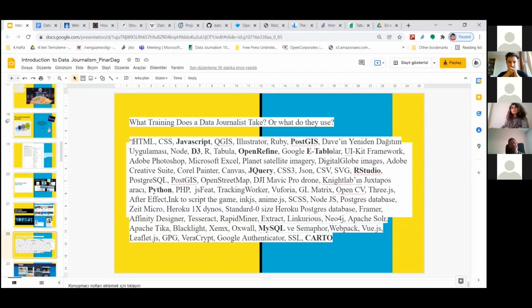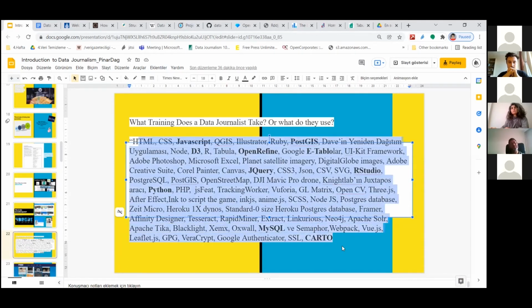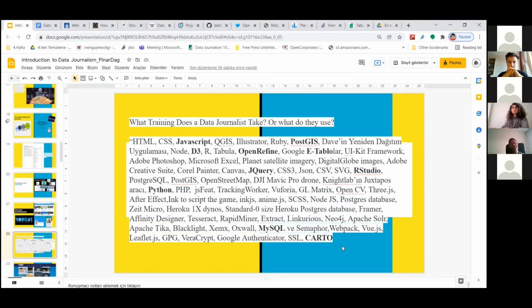And I'm just sharing here that you can see awarded data journalists. They created stories, and you see their skills, what kind of things they are using while doing data journalism. So they use lots of geolocated tools, and they use R, spreadsheets, D3, Python and PostGIS as well. Java is also one of the important tools for a newsroom.